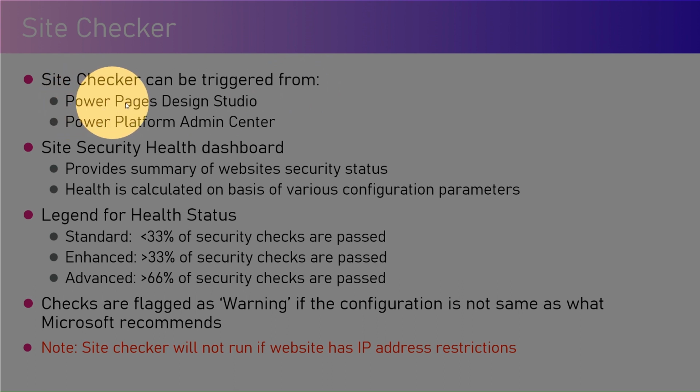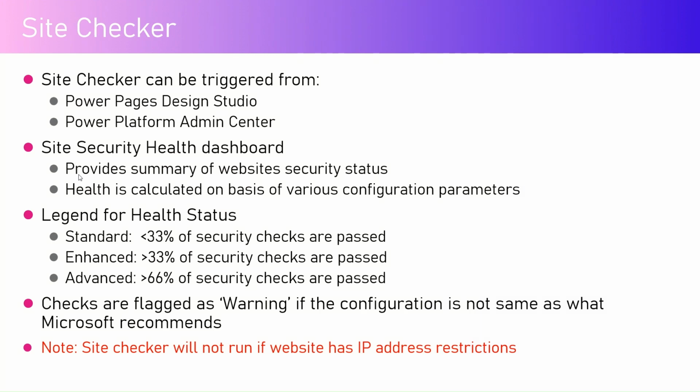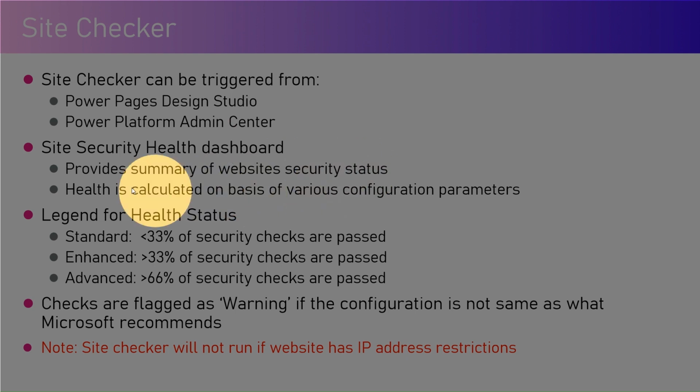Now, Site Checker can be triggered from multiple places. Power Pages Design Studio is one, and Power Platform Admin Center. From both these places, you can run Site Checker and get the desired results for your application. Site Security Health Dashboard is the dashboard which gets rendered as an outcome of those Site Checker activities. It basically provides you a summary of website security status, and the health is calculated on the basis of various configuration parameters.